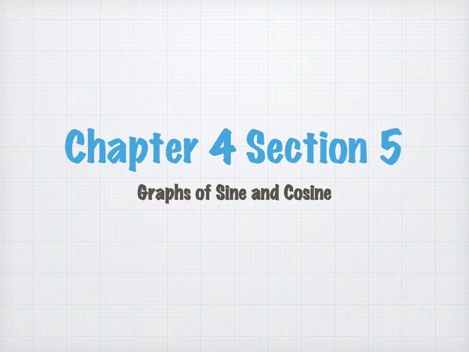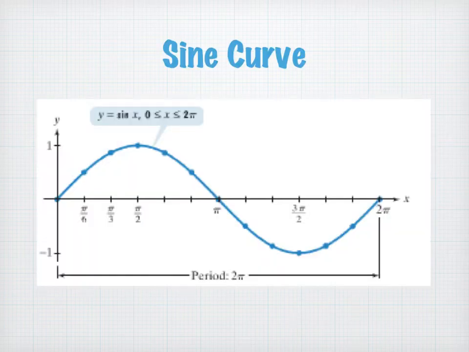All right. So 4.5 is the graphs of sine and cosine. We are now going to take our unit circle points and coordinates and trig functions and apply them to an xy axis. So we're going to start with the sine curve. This is my initial shape of a sine curve. It starts at 0, 0. It goes up to 1, comes back down to 0, down to -1, back up to 0. So this is like your parent function of sine.